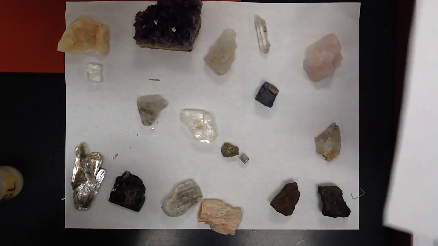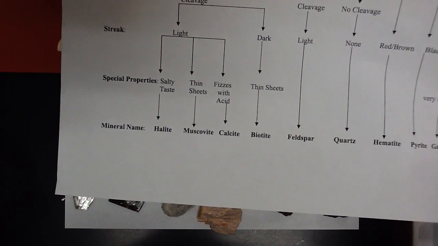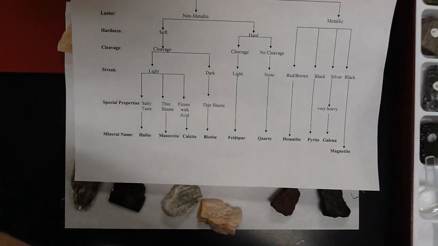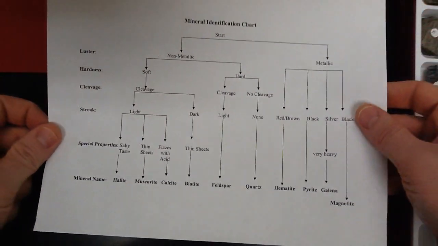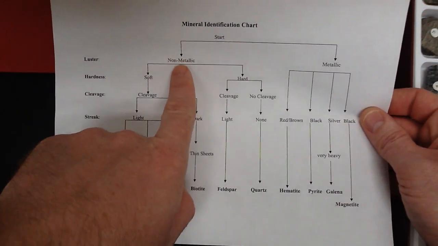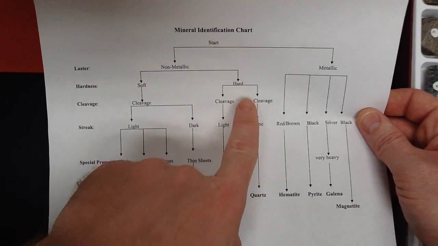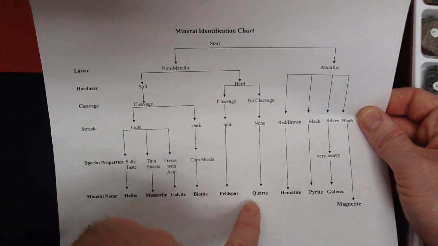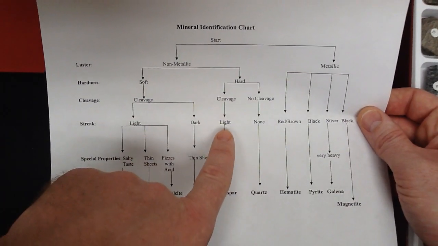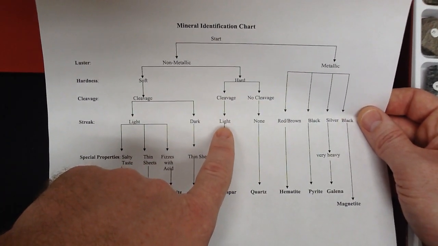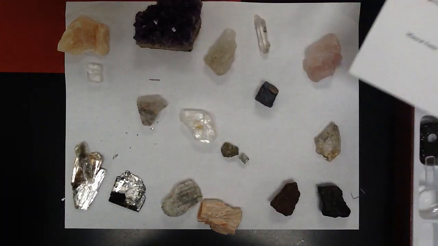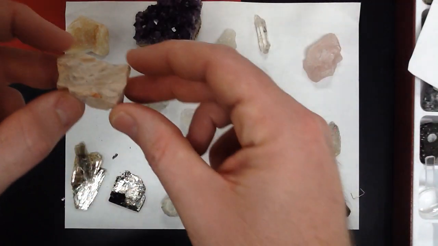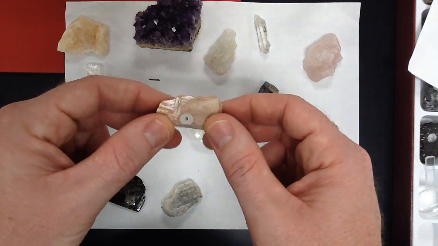Okay, so moving on, next we've covered our light colored minerals with cleavage and our dark colored minerals with cleavage that are soft. Now we're moving on to our non-metallic hard minerals. Actually only one of these has cleavage, feldspar. The quartz does not. The feldspar is generally going to have a light streak, while quartz is actually harder than the streak plate itself.